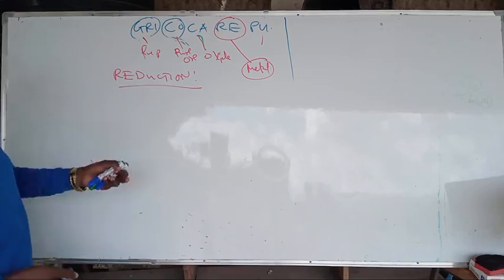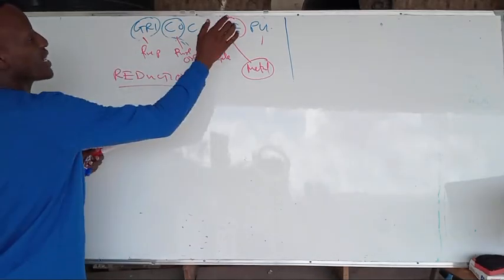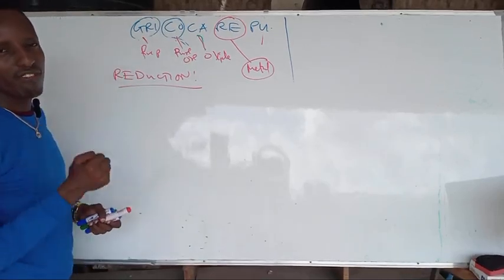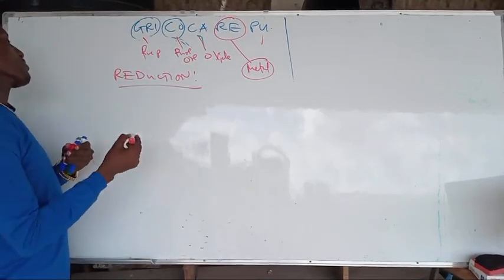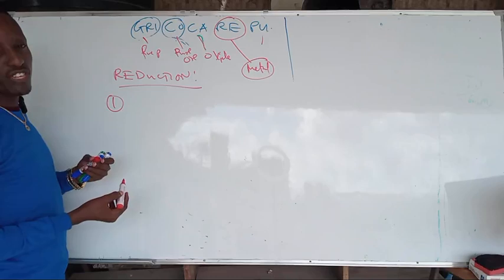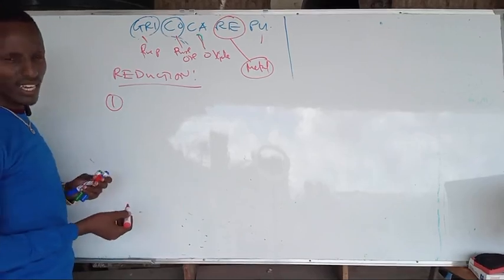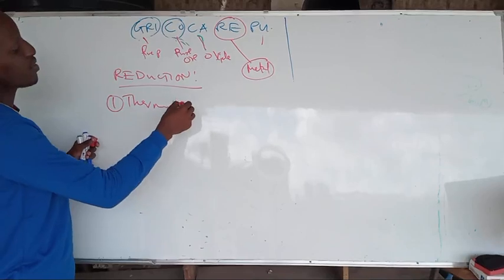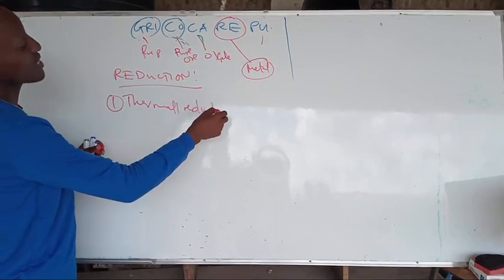So, okay, let's start. Let's talk about the reduction process. In the reduction process, there are 5 methods that can be used here. The first thing, you can just heat it. For example, iron, you just heat it in the furnace. So we say thermal reduction.